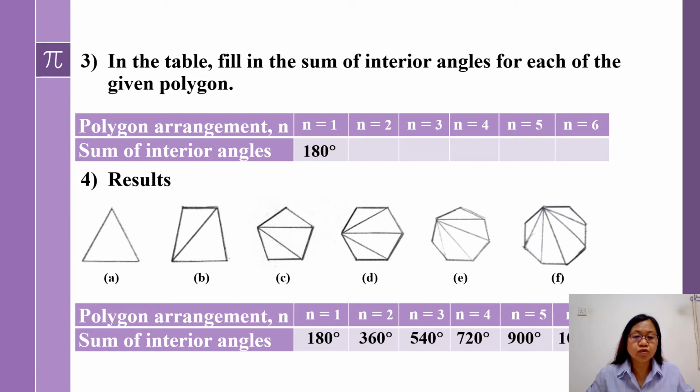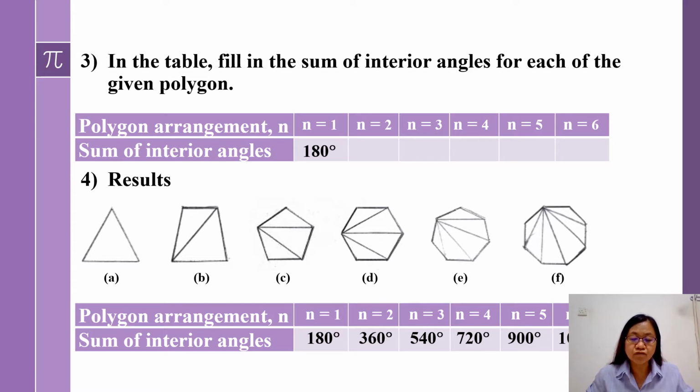When n equals 1, the sum of interior angles is 180 degrees because the sum of the interior angles of a triangle is 180 degrees. When n equals 2, there are 2 triangular shapes, so it's 180 degrees times 2, which becomes 360 degrees. When n equals 3, it is 3 times 180 degrees, which is 540 degrees.